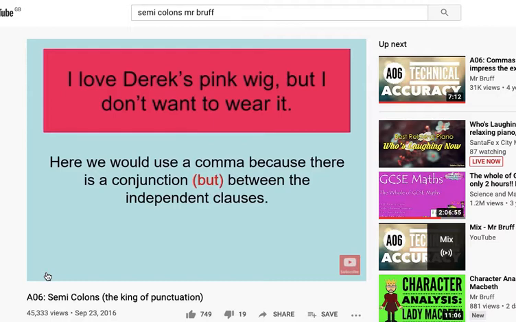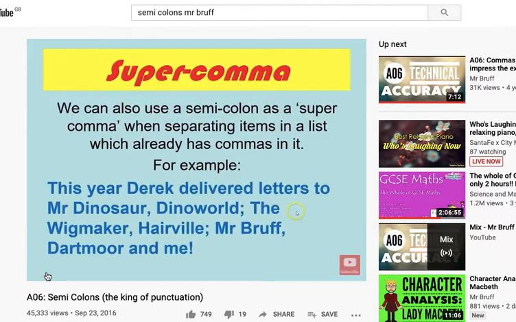So you could have a sentence like this: I love Derek's wig, but I don't want to wear it. Now, here we don't have two complete sentences. I love Derek's pink wig, that is a complete sentence. But I don't want to wear it is not a complete sentence. It's got the conjunction but here, making this, of course, a compound sentence. And that is then correct for a comma, as you saw in my previous video on commas in this playlist. Commas divide the two clauses in a compound sentence. So we wouldn't use a semicolon here, because although the two bits are linked, this bit isn't a complete sentence.